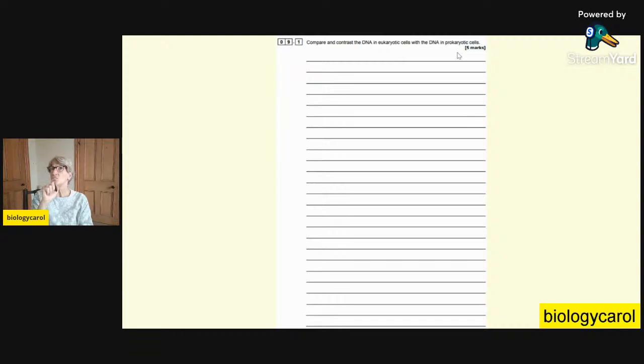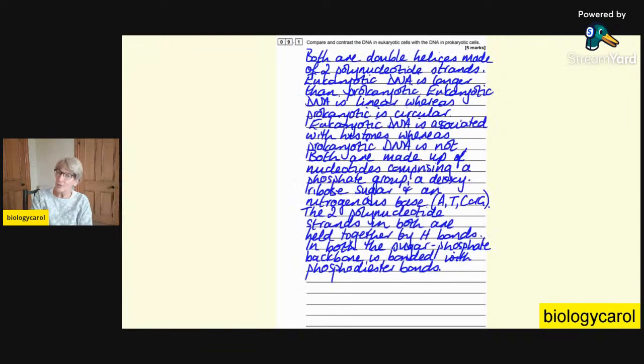A lot of students thought that the DNA was fundamentally different in structure between eukaryotic and prokaryotic. And yeah, there was a lot of confusion here. So this is what I wrote. Here we go, big full. So the first thing I said was that both are double helices made of 2 polynucleotide strands.